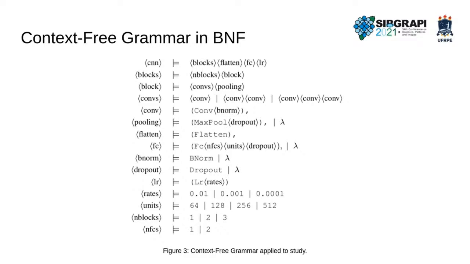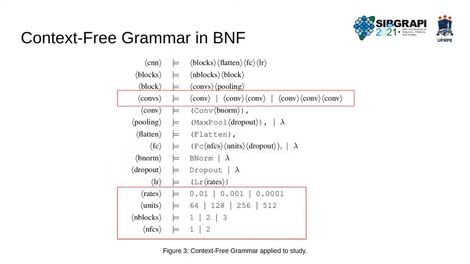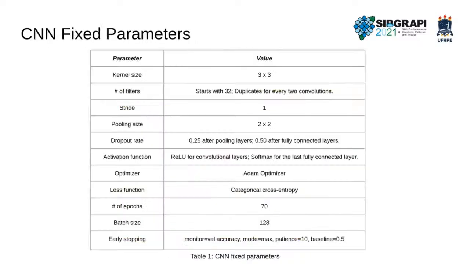Its structure can range from classic CNN layers, such as convolutional, pooling, and fully connected layers, as well as network optimization layers, such as batch normalization and dropout. In addition, the grammar has parameters that can be changed to increase or decrease the number of individuals generated, thus altering the optimization space. Other CNN parameters remain fixed to simplify the grammar.